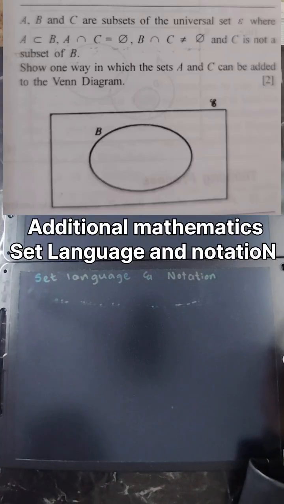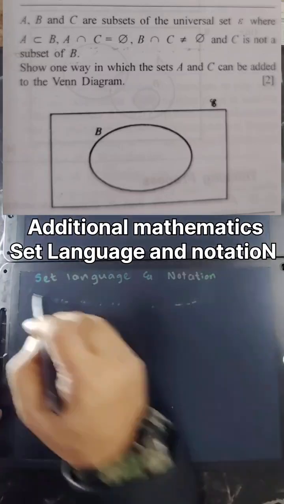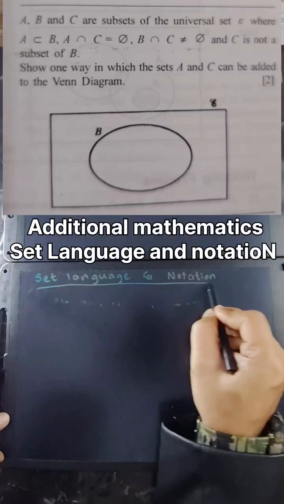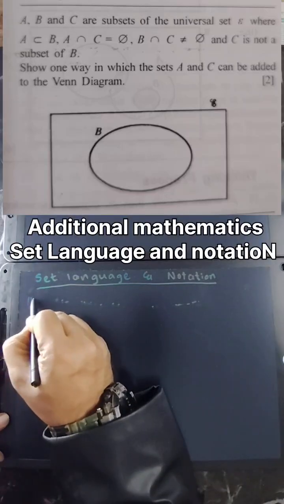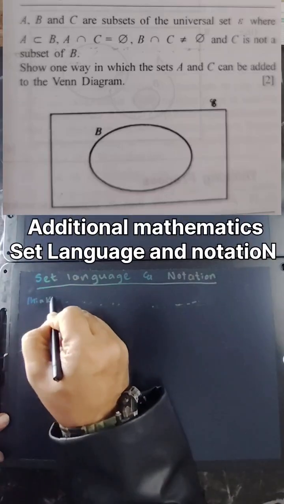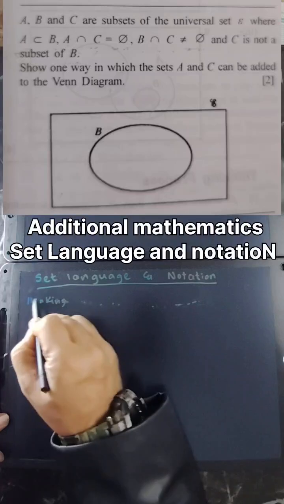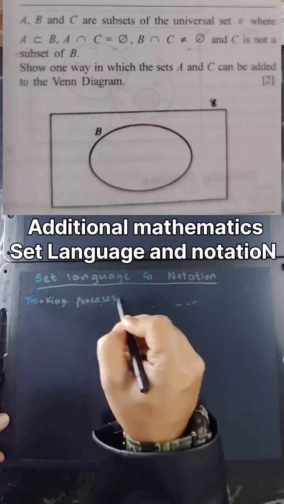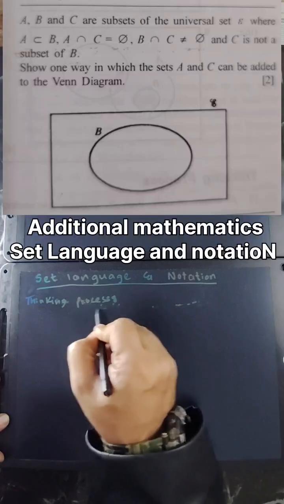Okay, so when we see this question, what shall come to our mind? What should be the thinking process? I'm going to write here the thinking process for this topic, set language and notation. What we need to think when we see this question.